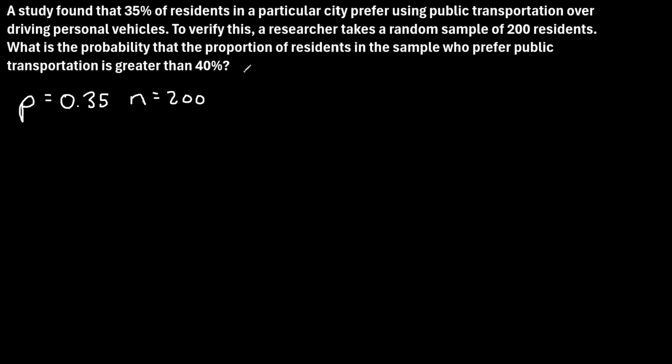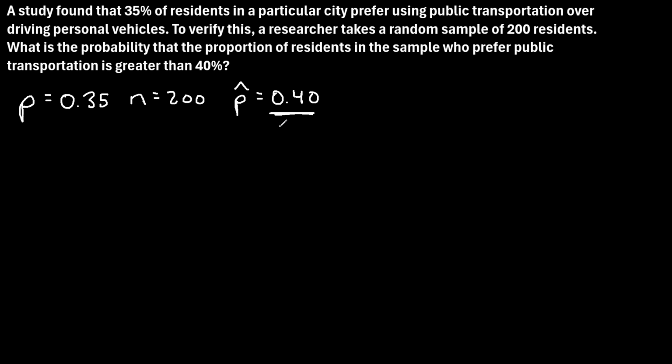And lastly, we want to know the probability that the sample proportion is greater than 40%. So the sample proportion, we denote that as P hat, is equal to 0.40 as a decimal. Now to actually find this probability, what we need to do is calculate a z-score for this particular sample proportion.